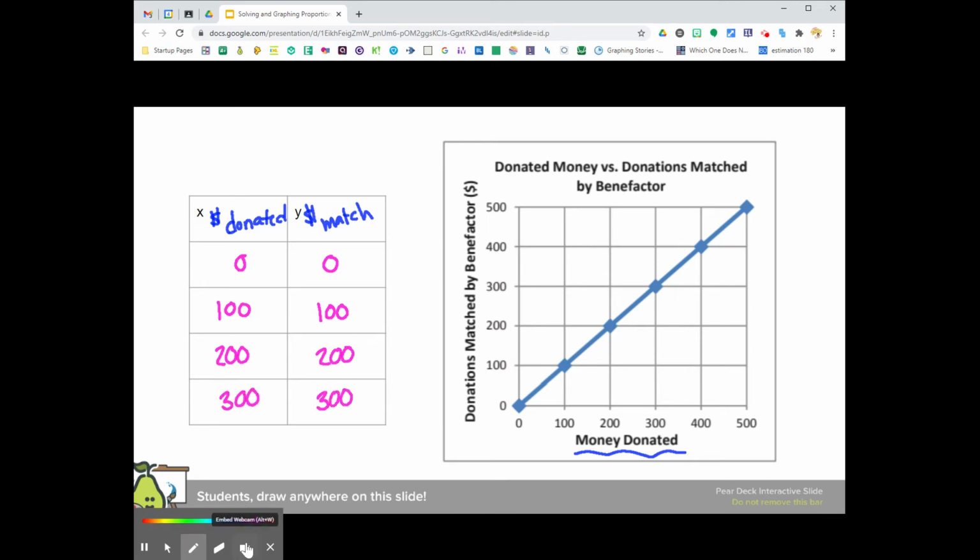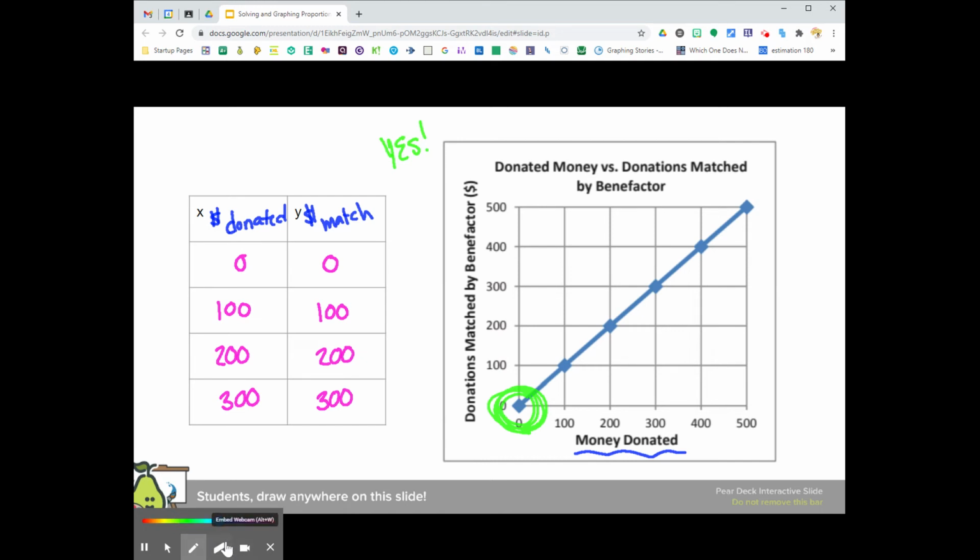So the question is, is the relationship of the donations and the amount matched by benefactors proportional? Well, the answer is yes, and there's a few ways that we can say this. Not only is this a straight line, and they're related to one another, basically meaning that the money donated is increasing as the matched benefactor money is increasing, but it also goes through the origin, and that's the key factor here to make sure to say it is proportional. So yes, it is proportional.